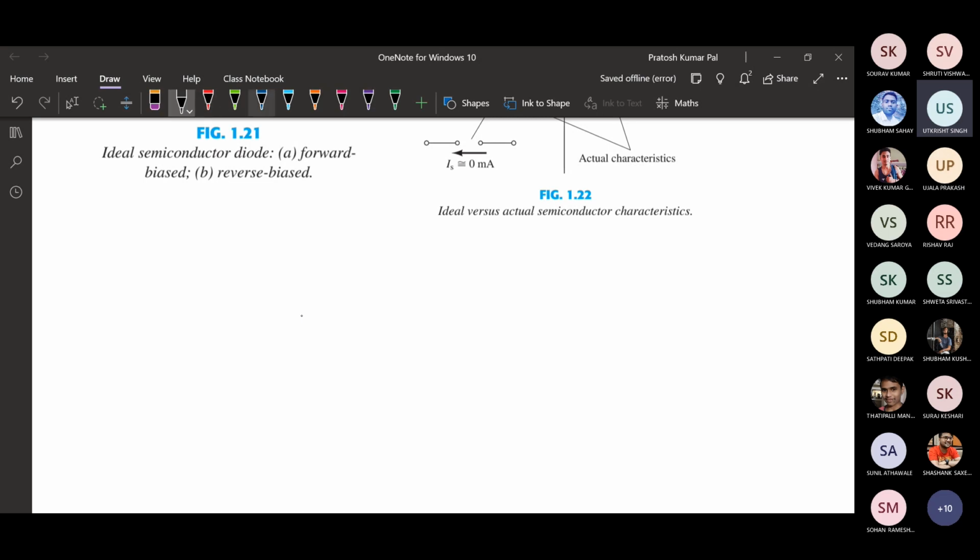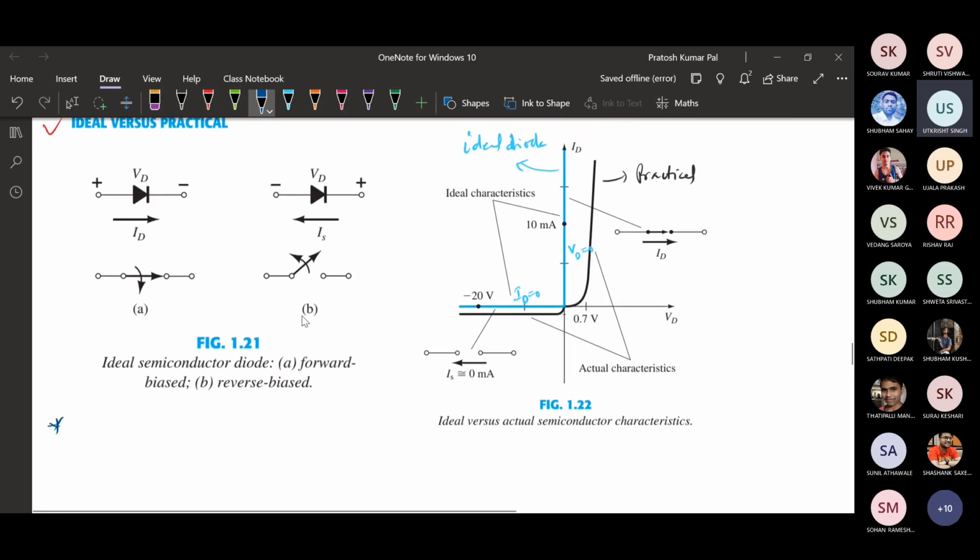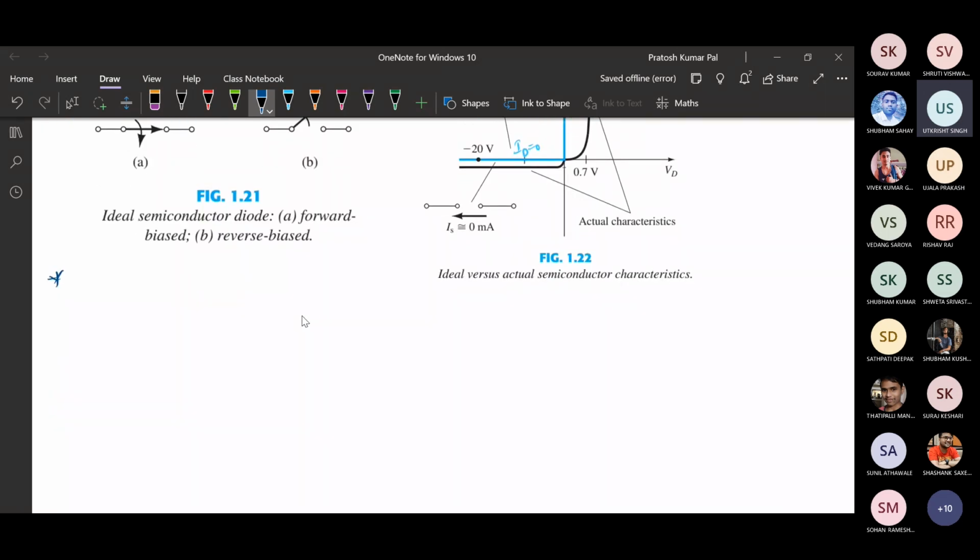So basically, if it is the case that it is a closed switch, then this closed switch will be behaving like a short circuit in case of forward bias, and in case of reverse bias, we can just see. So in case of forward bias, it will be like a short circuit. In case of reverse bias, it will be behaving like an open circuit. The diode will be behaving like an open circuit.